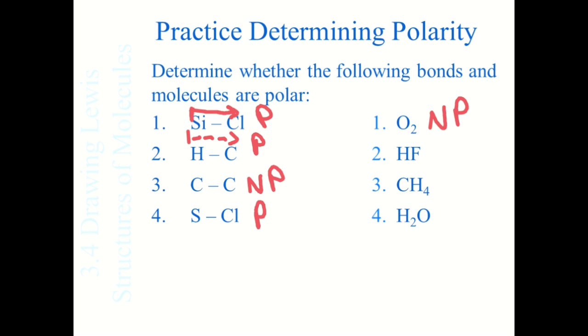Hydrogen bonded to a fluorine. Polar, because fluorine is more electronegative, it pulls it towards itself. Carbon tetrahydride. Why? 4 things. It's tetrahedral. There are no lone pairs on the central element. It's going to be non-polar. Well, we've done water a few times. And it is polar because there are lone pairs on the central element. So I know it's polar. Oxygen is pulling electrons away from hydrogen.